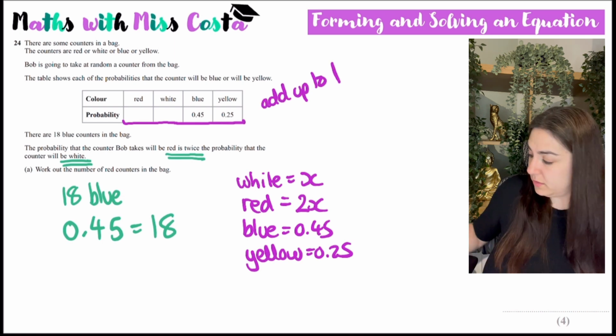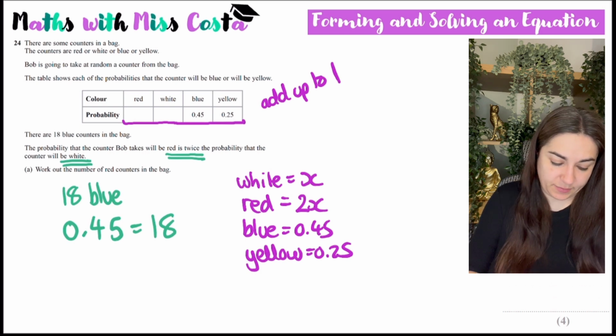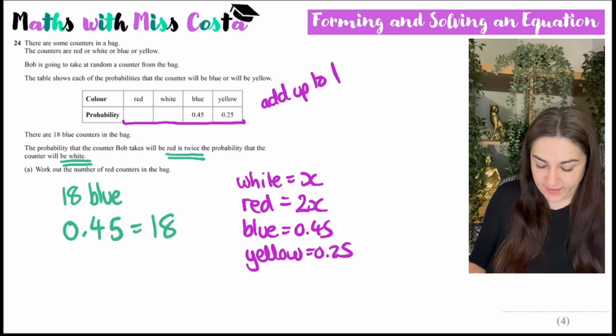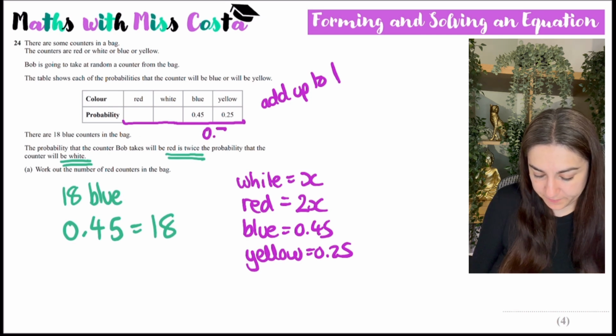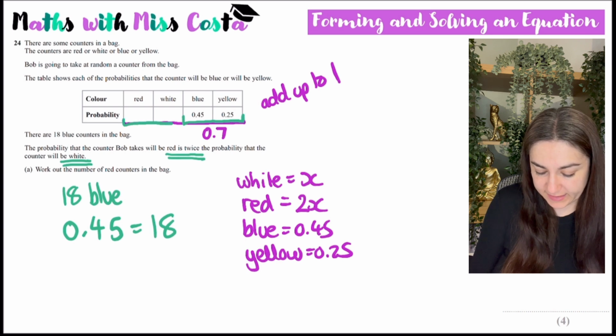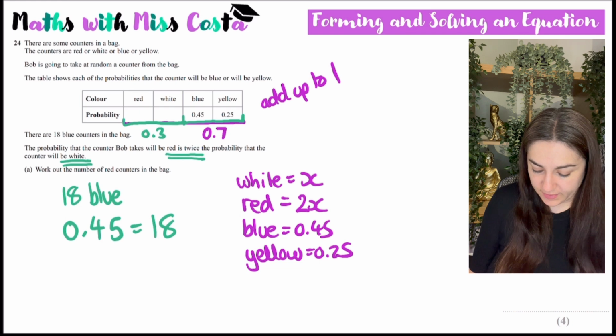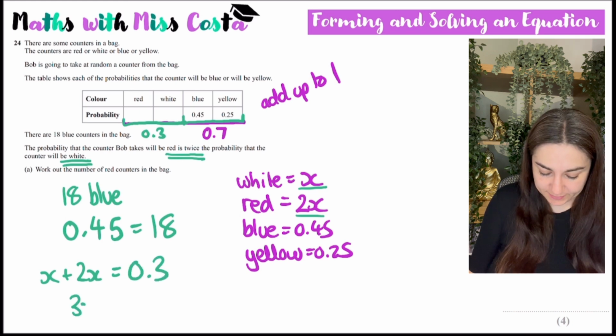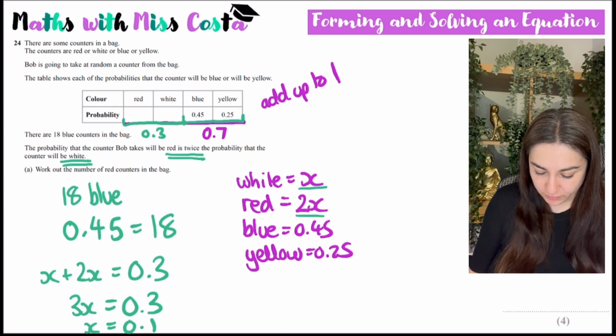So if I did 0.45 plus 0.25, that gives me 0.7. So I know that this adds up to 0.7, so these two must add up to 0.3. So white, which is X, plus red must add up to 0.3. What's X plus 2X? That gives me 3X. So 3X is 0.3, so X must be 0.1.